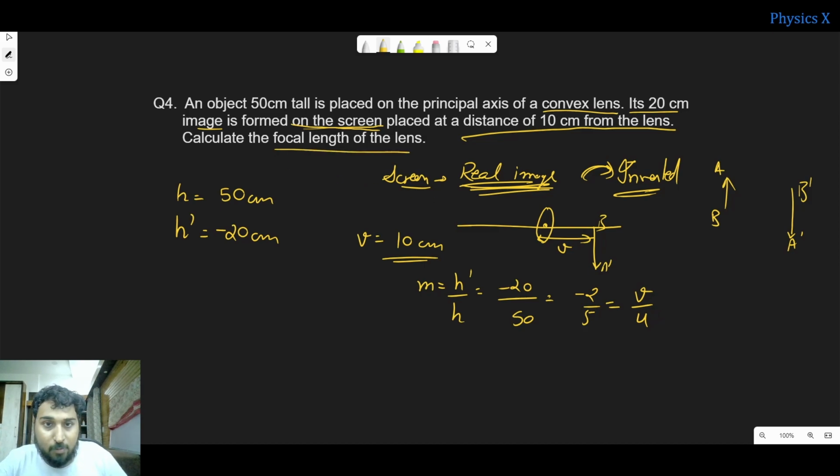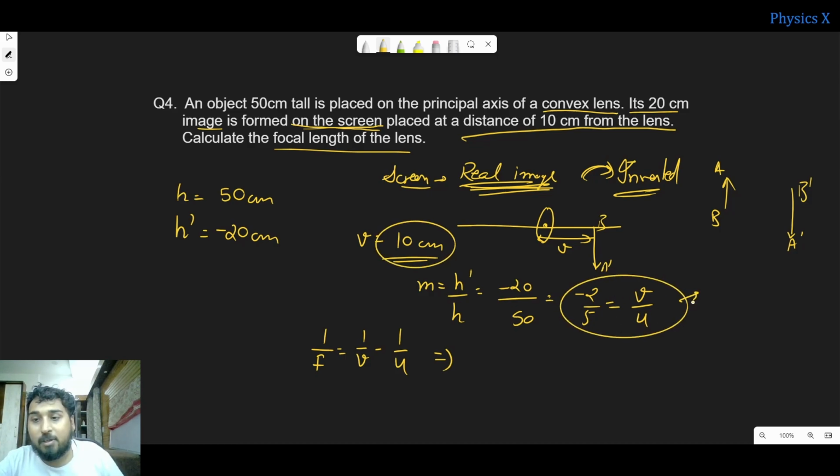So he's asking to calculate the focal length. So we know that 1 by f is equal to 1 by v minus 1 by u. So we need to put the values of v and u here. So if we know v equal to 10 centimeter, we will use this relation to find the value of u, right? So what is u? u is what? Minus 5v by 2, which is minus 50 by 2, is equal to minus 25 centimeter. Obviously this u will come out to be negative because the object will be placed on the left hand side of this optical center. So this is your u, which will be negative. So it is coming minus 25 centimeter.